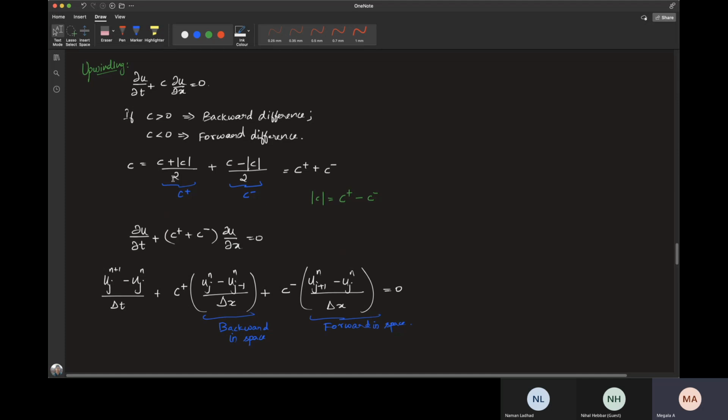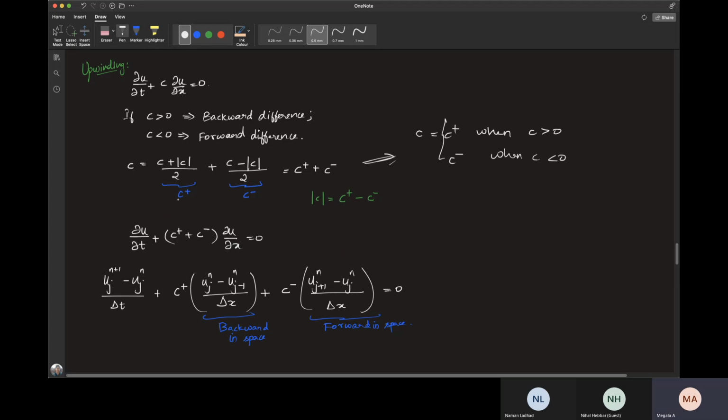Okay, so C equals C plus whenever C is greater than 0, and it's equal to C minus whenever C is less than 0. This is evident from this definition itself. This definition leads us to this point. Just by defining C plus mod C by 2 as C plus, it's always a positive quantity.